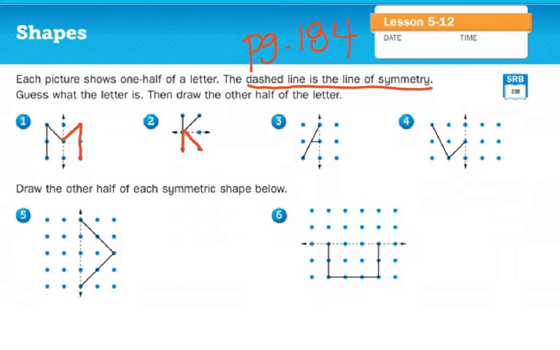What letter is number 3? Sorry about that, it is the letter A. How about number 4? What letter is that? It is W. Now we're going to draw the other half of each symmetric shape below. Use the dots to help you draw it.